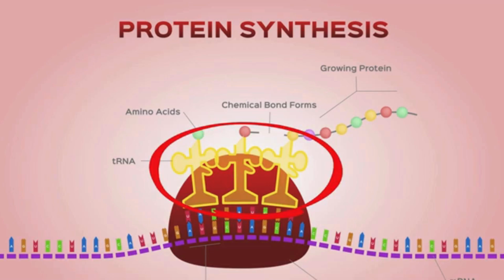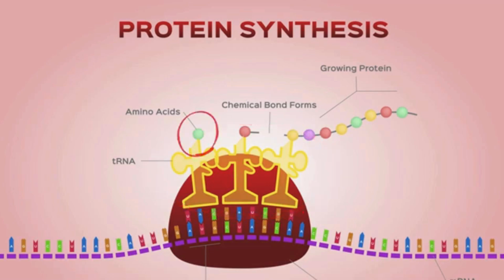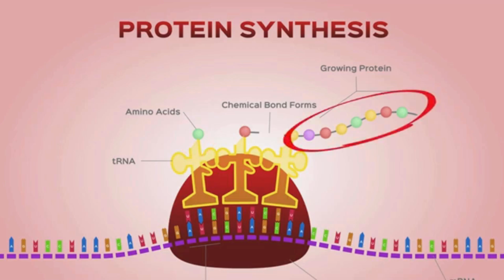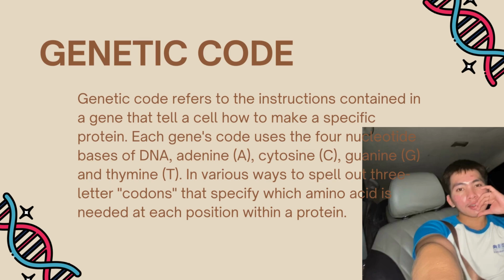The tRNA has an amino acid attached to one end. As the tRNA reads the mRNA, the strings of the amino acids are put together in the correct order and create a protein.